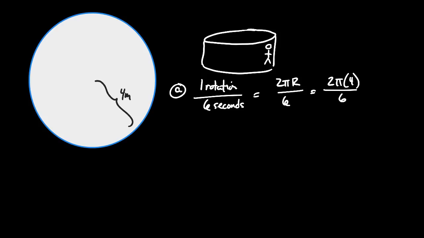So this has got to be your tangential velocity. I don't know what this is, but I'm thinking it's like 4.2? All right. That's our tangential speed.